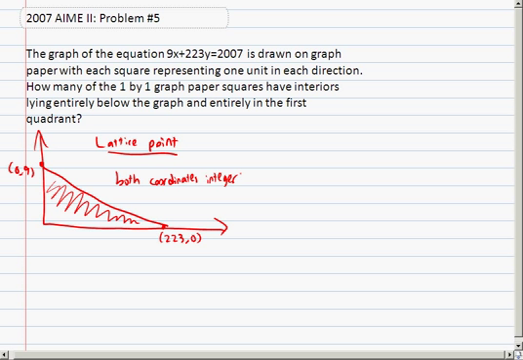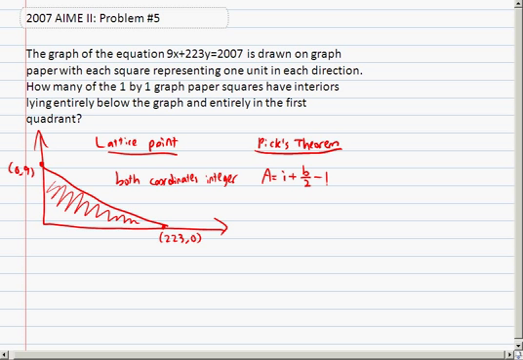We can do this by using this formula known as Pick's theorem. Pick's theorem is a way to calculate the area of a triangle based on the number of interior and boundary points that it has. So it says that the area of a triangle is equal to the number of interior points I plus 1/2 of the number of boundary points B minus 1.